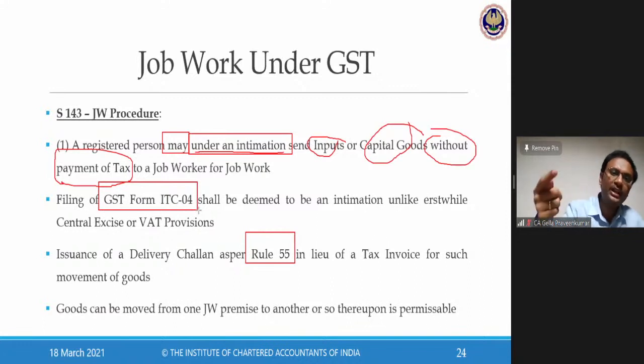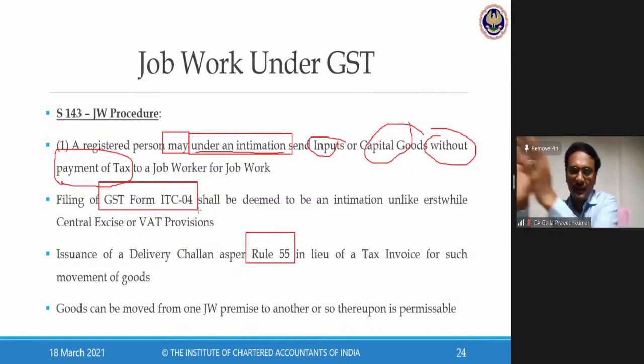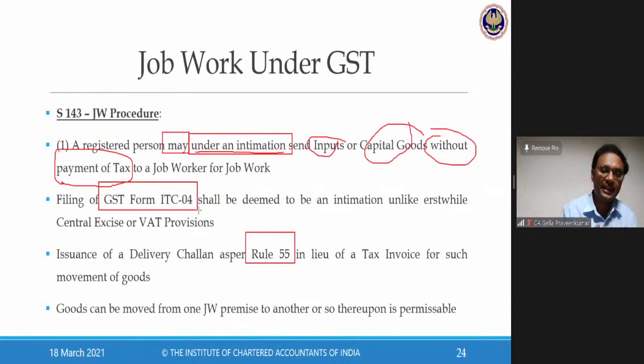The moment I file my quarterly return called ITC 04, that is a deemed intimation that these goods are sent for job work. Now, this particular return, next session I'm going to talk about returns. I'll make you clearly understand how these returns are filed, what contents are there in this return. For you as a student who doesn't know job work, please keep in mind, if a registered person wants to send inputs or capital goods for job work to a job worker, no need to reverse my ITC, no need to raise a tax invoice, raise a form called delivery challan. This is good enough for me to send the material for job work purpose.